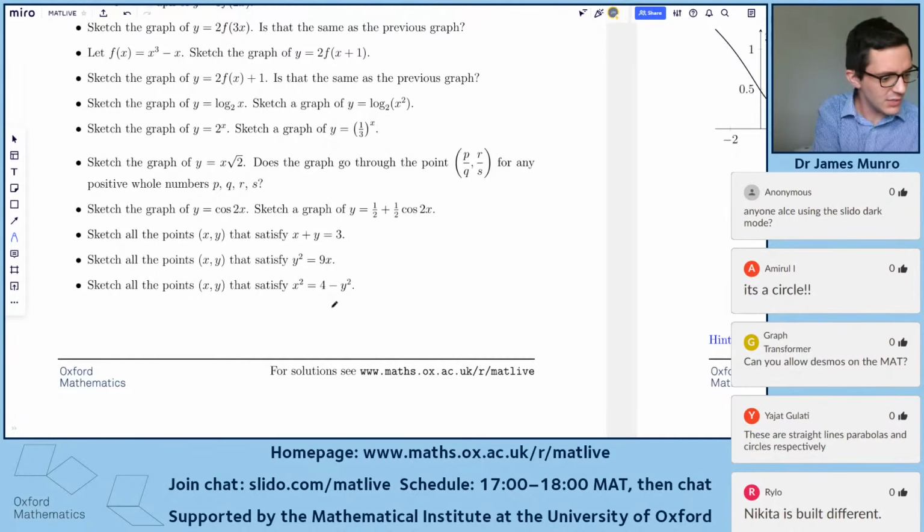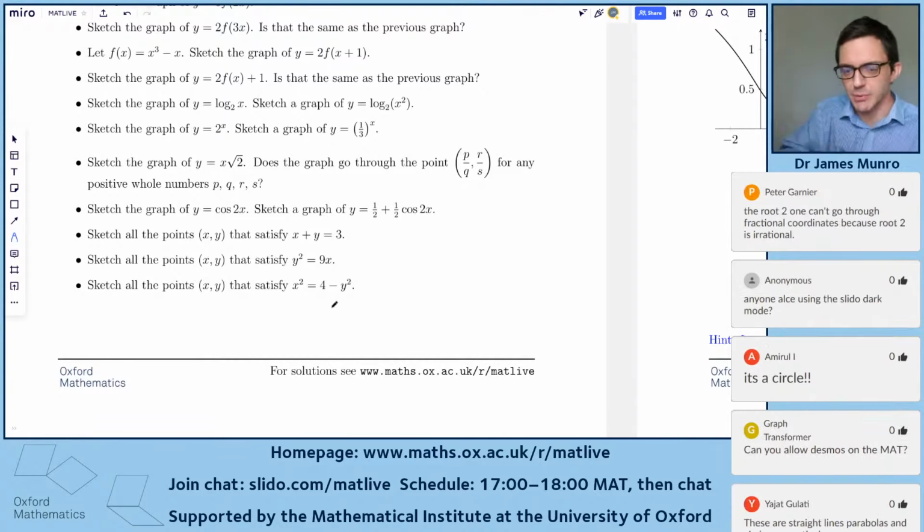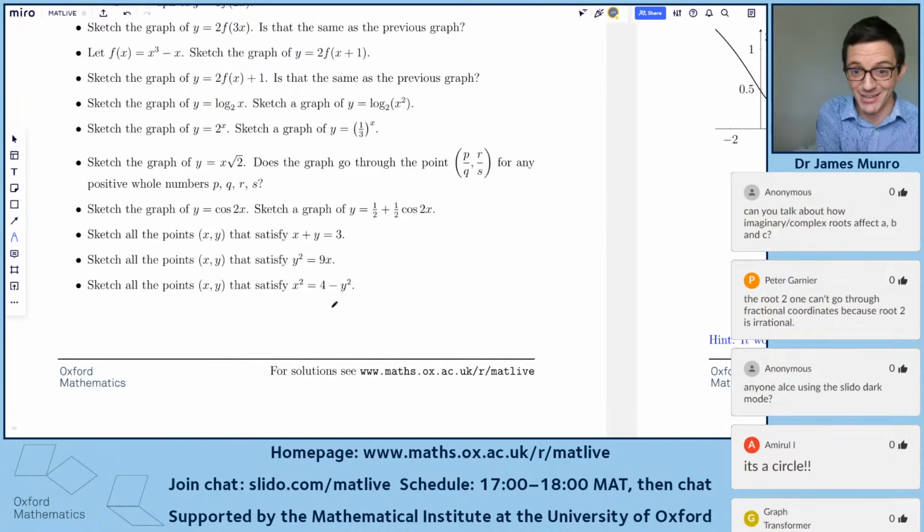It was brilliant. Peter's got an answer for the root 2 question. I think I'm going to leave the root 2 question. I mean, Peter's put an answer on screen, but I'm going to leave it. We're going to talk about proof and irrational numbers later on. And somebody would like me to talk about complex numbers again, and once again, I'm not going to talk about complex numbers. Oh, Ellie would like 1/2.